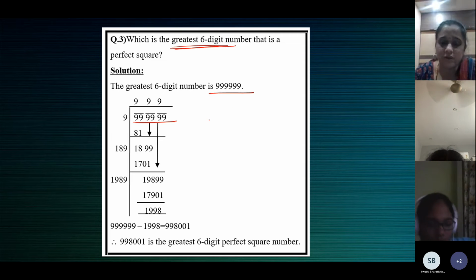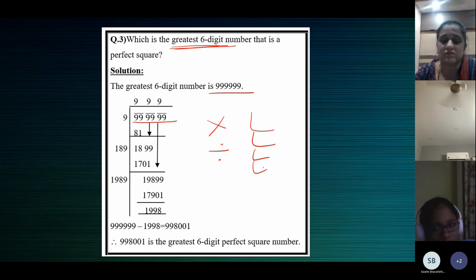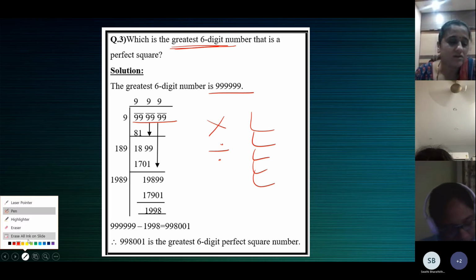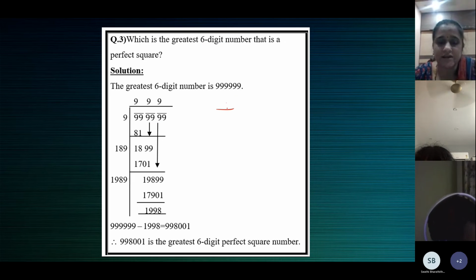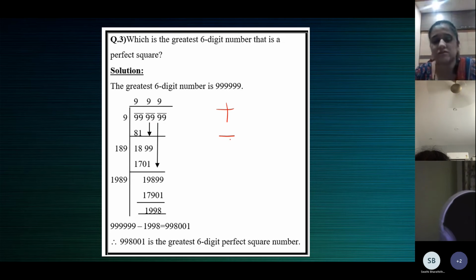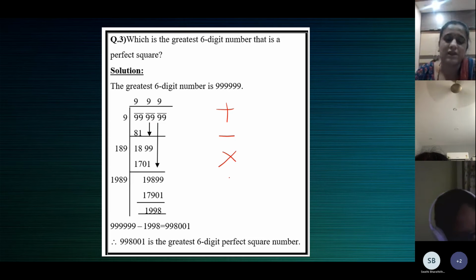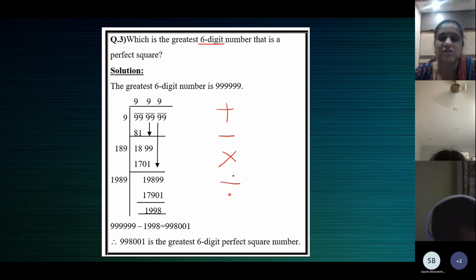To find the least number to be multiplied or divided, you should use the prime factorization method. Here you will have to find the least number to be added to make the given number a perfect square, the least number to be subtracted to make it a perfect square, then the least number to be multiplied, the least number to be divided. Which is the greatest 6-digit number? Which is the least 6-digit number? You will have questions of these kinds.